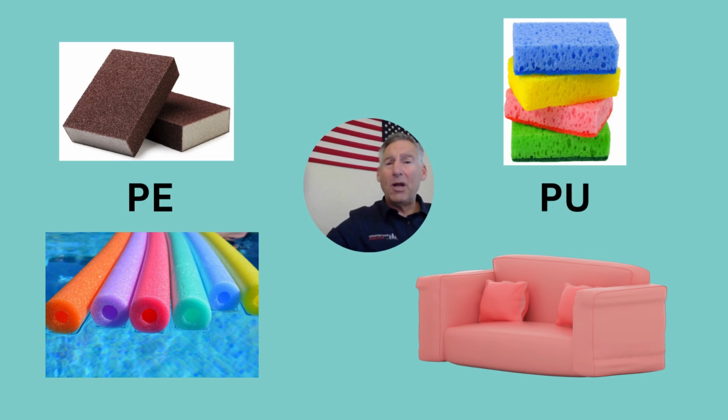Some common uses for polyethylene, I'm sure that we've all seen, are pool floaties and other flotation devices, along with sandpaper inserts. Polyurethane is used on a wide variety of materials, including most couch cushions, as well as modern sponges.